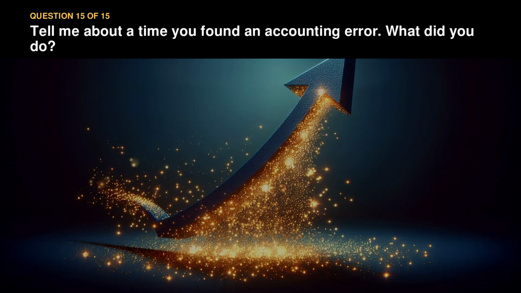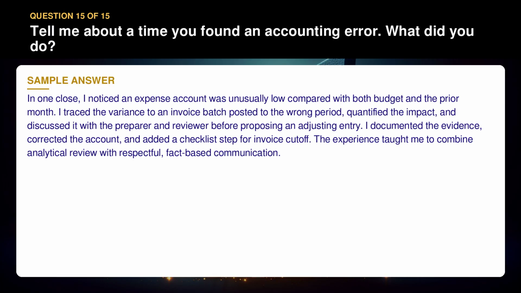Question 15. Tell me about a time you found an accounting error. What did you do? In one close, I noticed an expense account was unusually low compared with both budget and the prior month. I traced the variance to an invoice batch posted to the wrong period, quantified the impact, and discussed it with the preparer and reviewer before proposing an adjusting entry. I documented the evidence, corrected the account, and added a checklist step for invoice cutoff. The experience taught me to combine analytical review with respectful, fact-based communication.